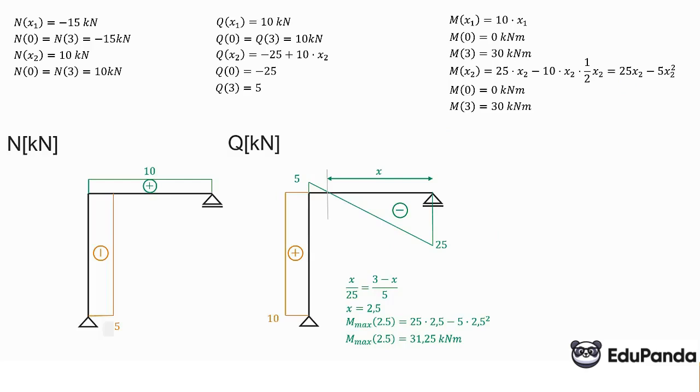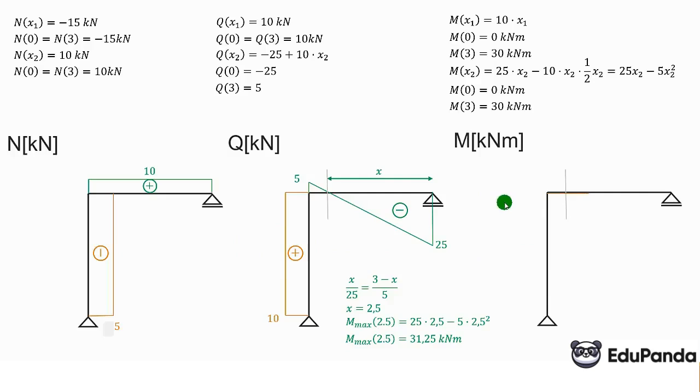And I move on to drawing the moment diagram. So on the vertical beam, that is x1, we have a linear function. A linear function at the beginning, so here it is 0. At the beginning it is 0. At the end of this segment it is 30 kNm. And now it is positive, so it will be on the underside, contrary to how it is on the shear force diagram and on the normal force diagram.